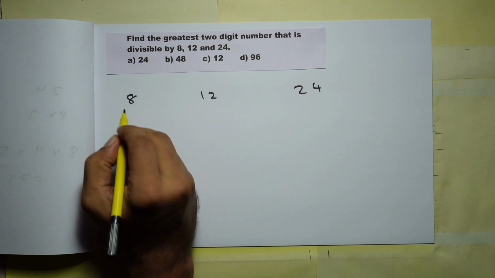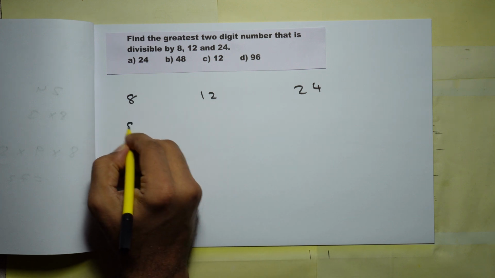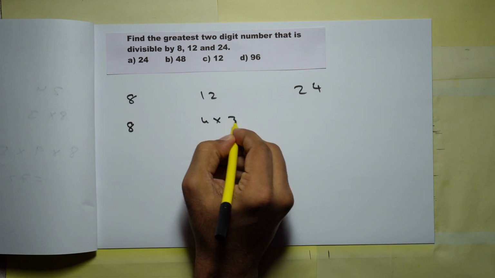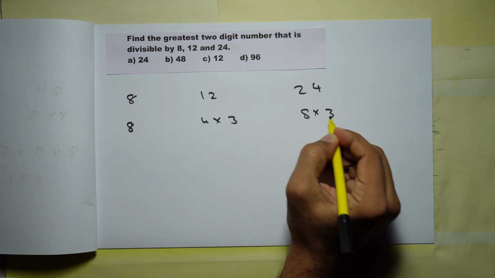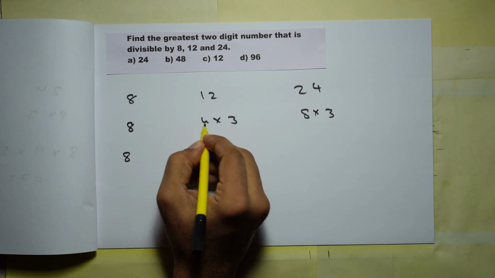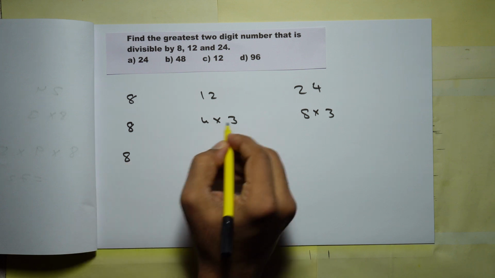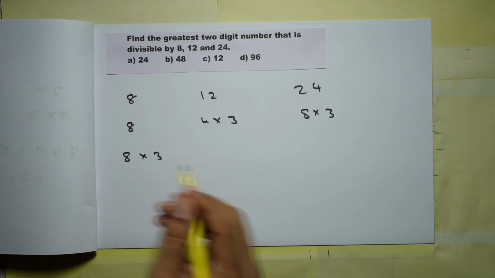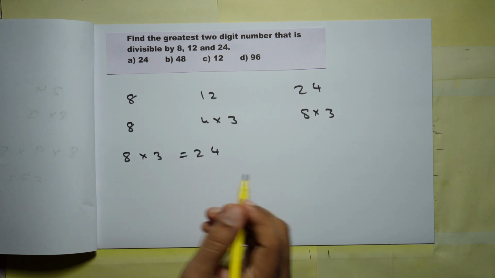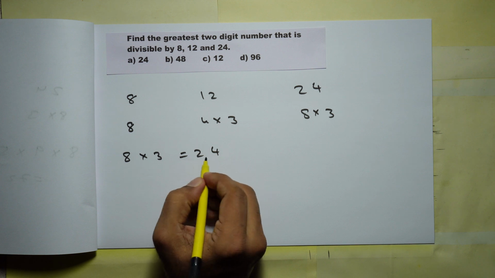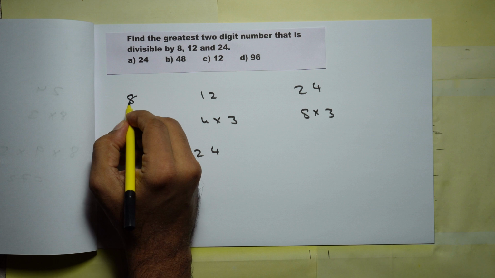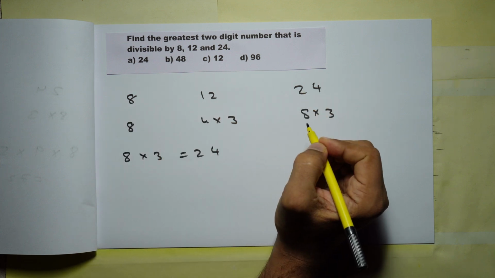So first we will find the smallest number which will be divisible by each of these three numbers. So first we'll find out the factors. Here we will retain this as 8 itself. This is 4 into 3 and this is 8 into 3. Now this 8 we will include. Now this 4 we need not include because we already have 8. So this 3 we will include. Now this 8 and 3 is already here. So 8 into 3, 24. So 24 is the smallest number which will be divisible by each of these three numbers. 24 is divisible by 8, 12 as well as 24.